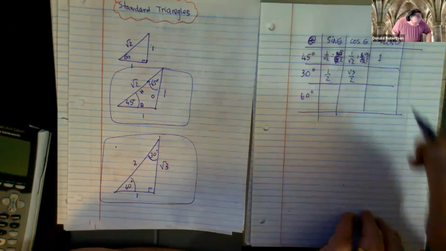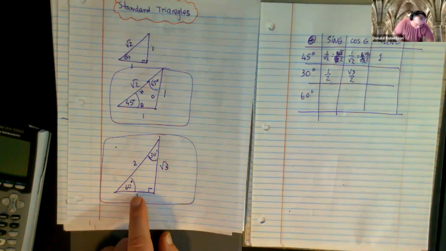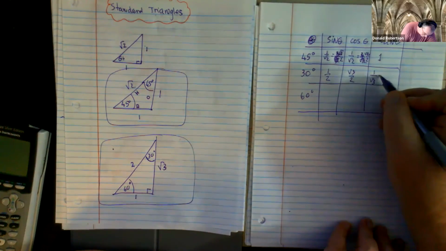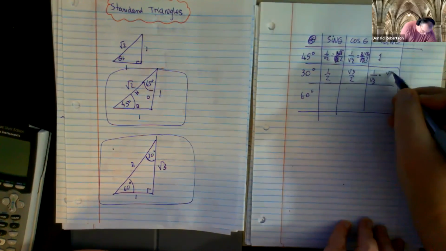What's the tangent going to be? Well, that's opposite over hypotenuse, 1 over root 3. If I tidy that up, it ends up being root 3 over 3.